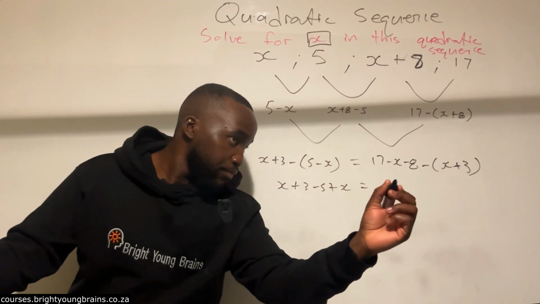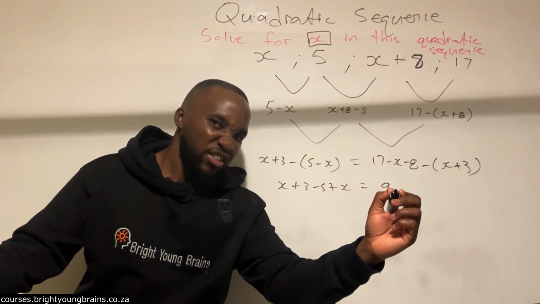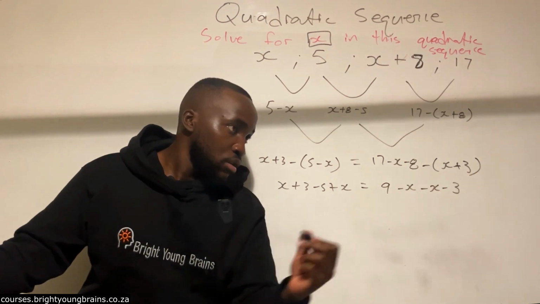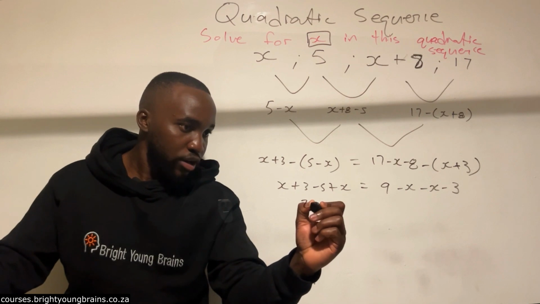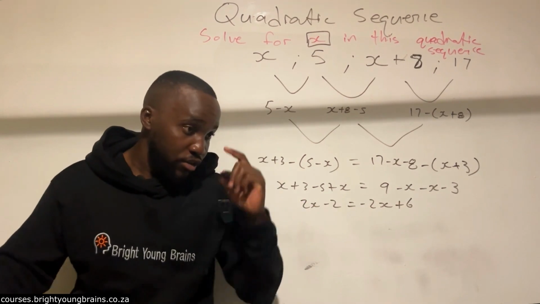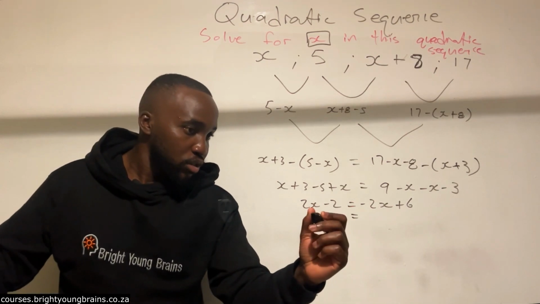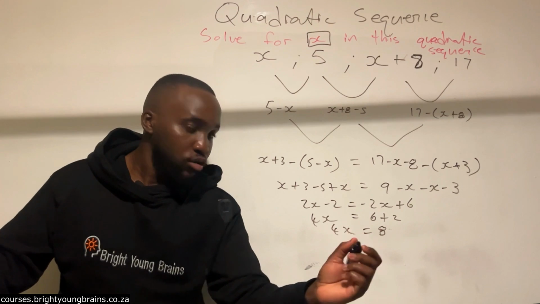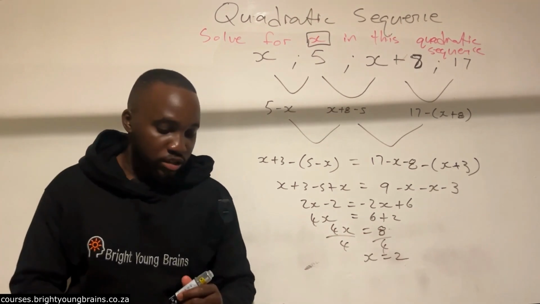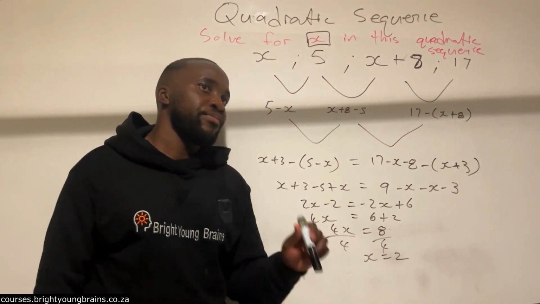This side here, 17 minus 8, it's going to give us a 9. There we go. So this is 2x, and then we have negative 2x on the other side with plus 6. So we can take all the ones with x on one side, all the ones without x on the other side, and then solving for x here, we can see that our value of x is equal to 2, as expected.